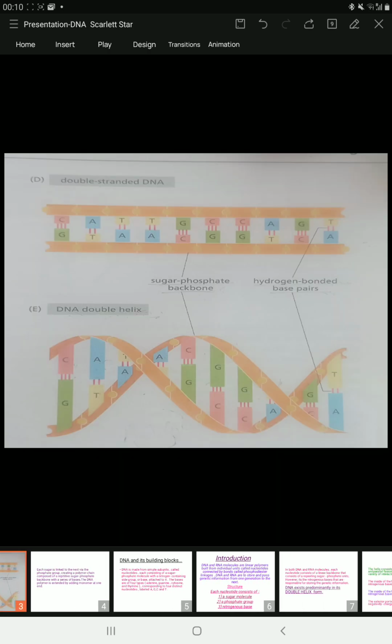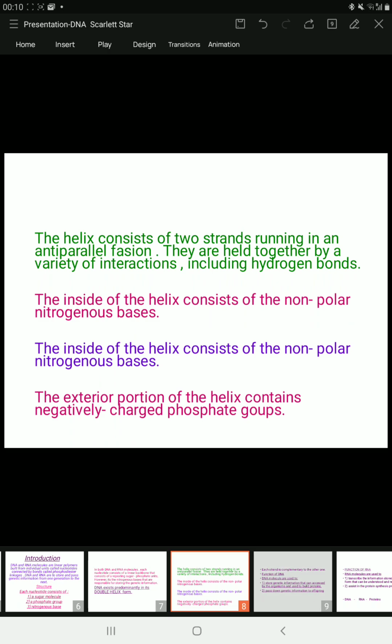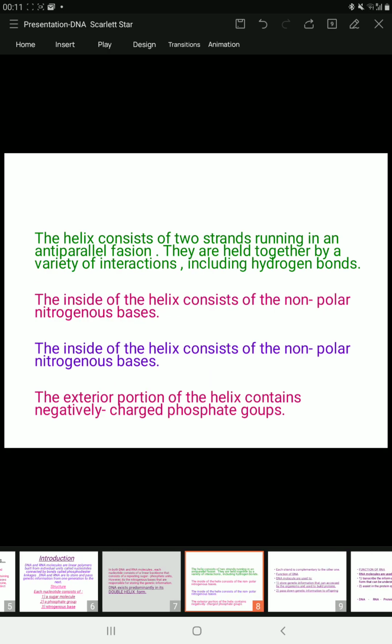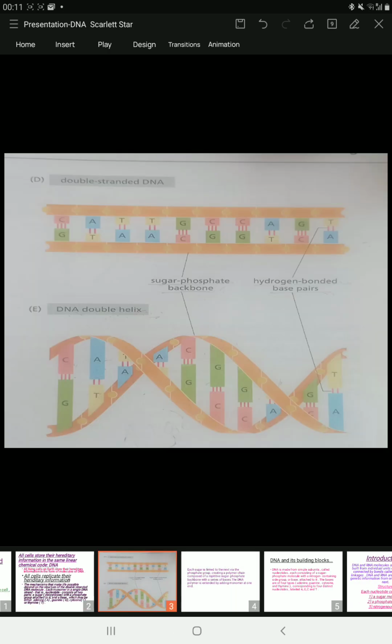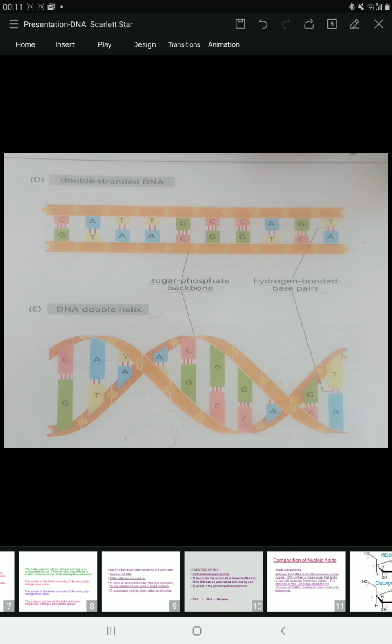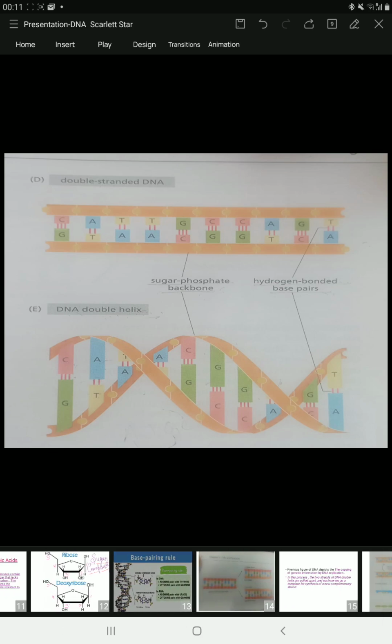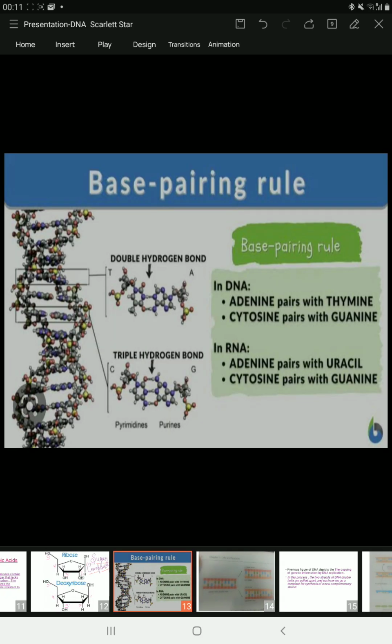From slide number 3, we can see what the hydrogen bonds are. A pairs with T, this is the hydrogen bond, and G and C, this is also a hydrogen bond. This is a triple hydrogen bond, and this is a double hydrogen bond. These are the hydrogen bonds, and they are inside of the DNA.